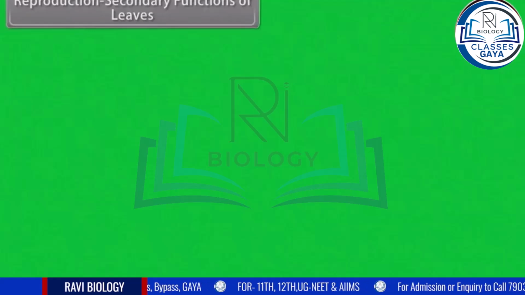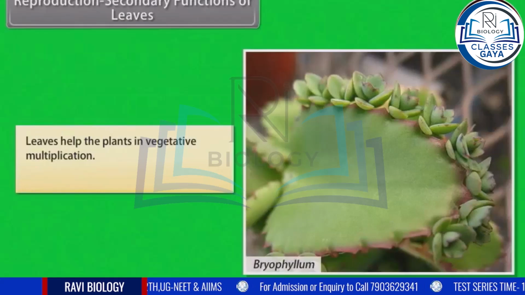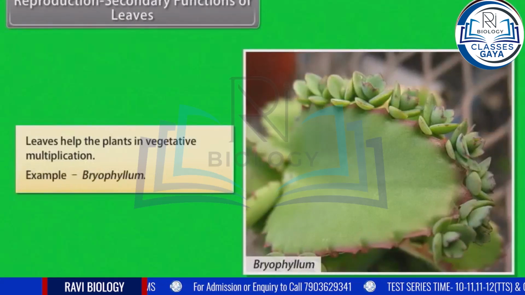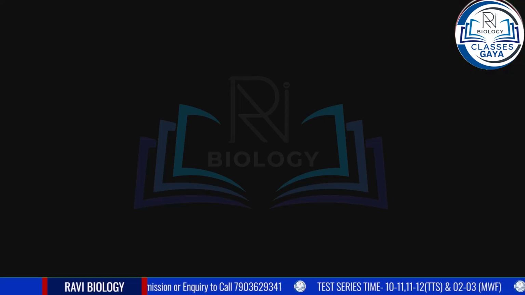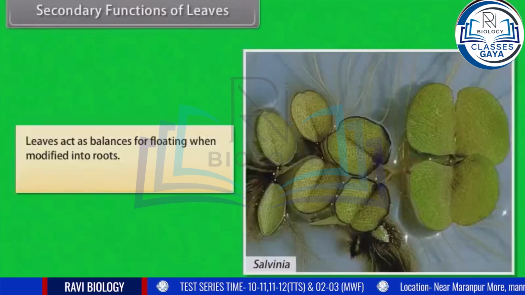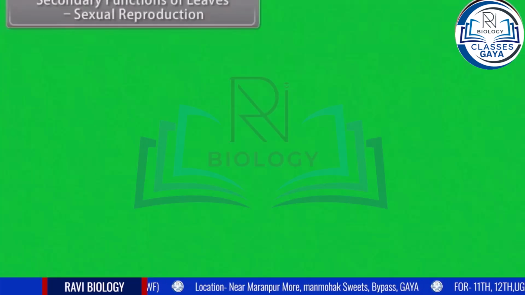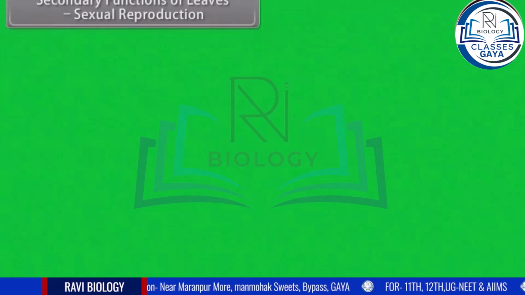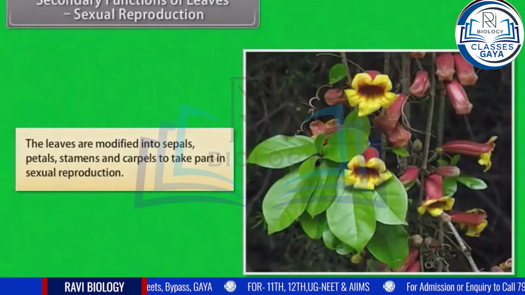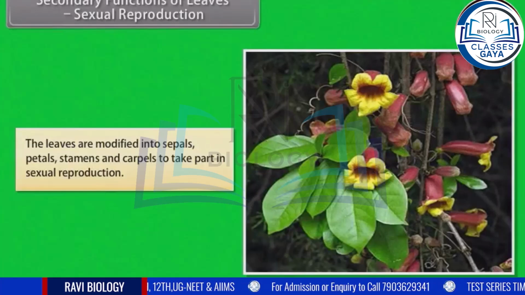Reproduction. Secondary functions of leaves. Leaves help the plants in vegetative multiplication. Example: Bryophyllum. Secondary functions of leaves. Leaves act as balances for floating when modified into roots. Example: Salvinia. Secondary functions of leaves. Sexual reproduction. The leaves are modified into sepals, petals, stamens, and carpels to take part in sexual reproduction.